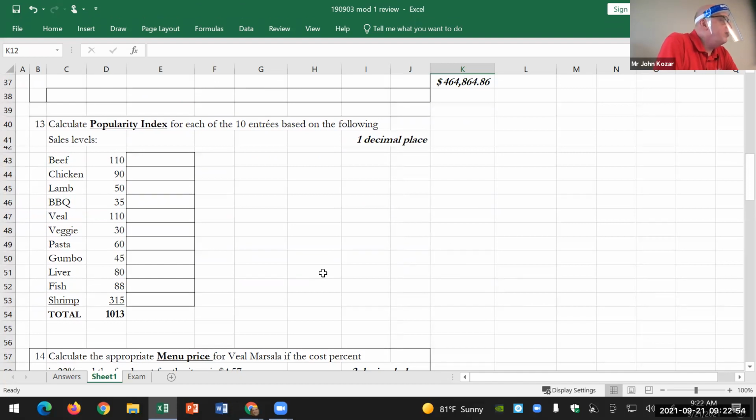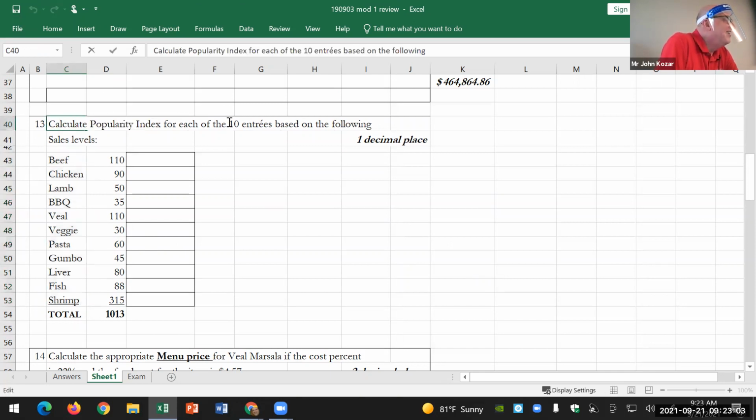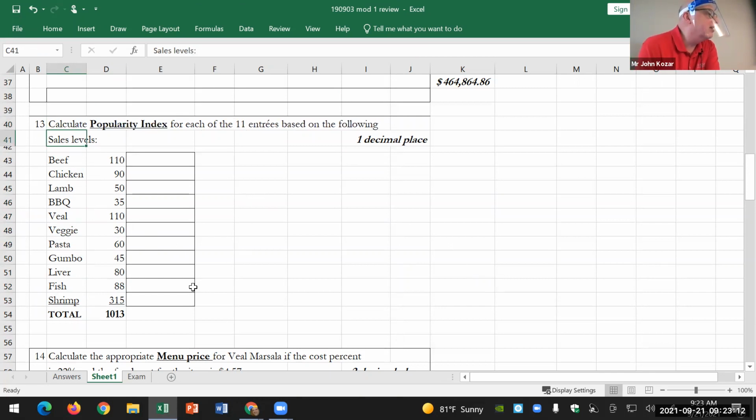Okay, so the next thing we have is popularity index, and we have 10 menu items here. Actually, we have 11. Okay. So popularity index, does anybody remember what that is? There's another term for it that we use probably a little bit more. Sales mix percentage, yes. So popularity index is the same thing as your sales mix percentage.